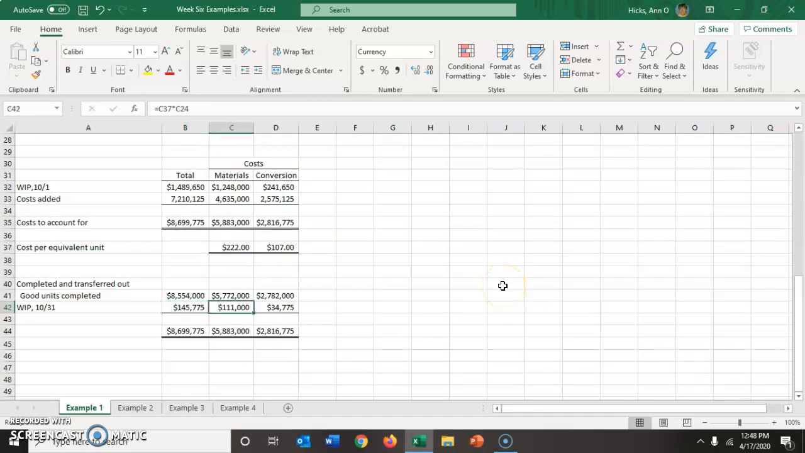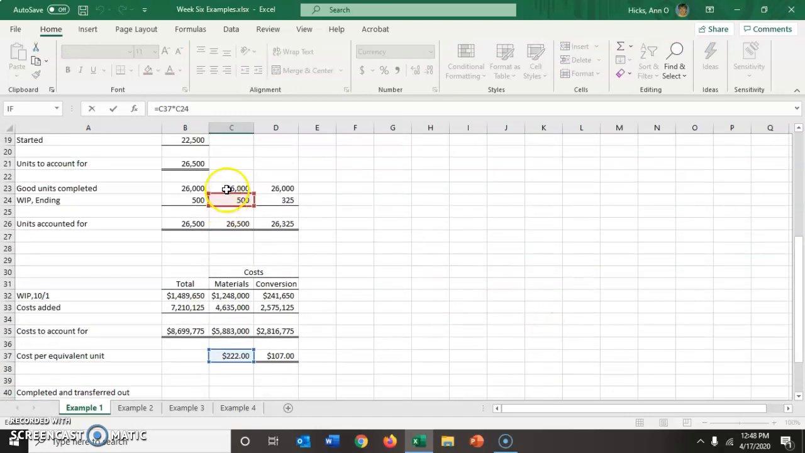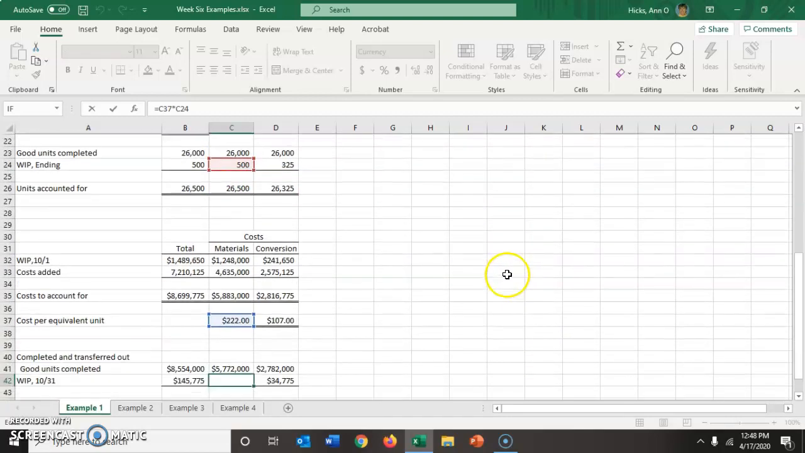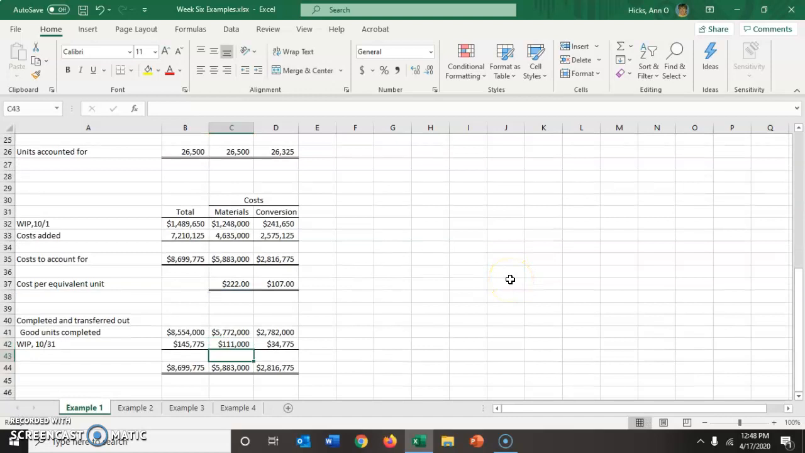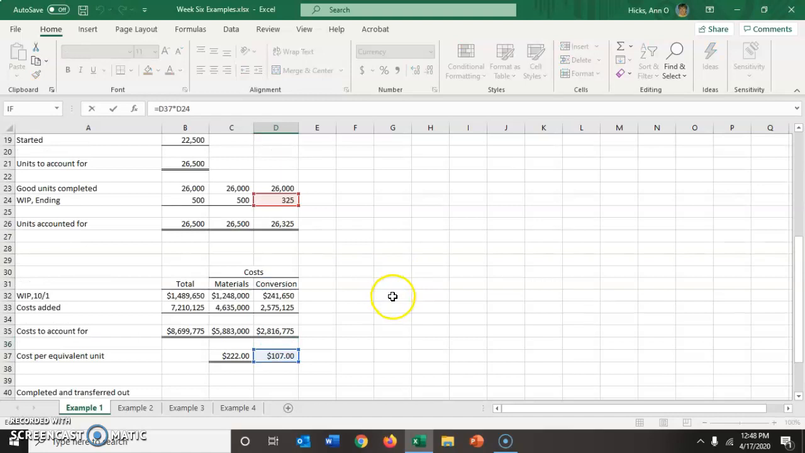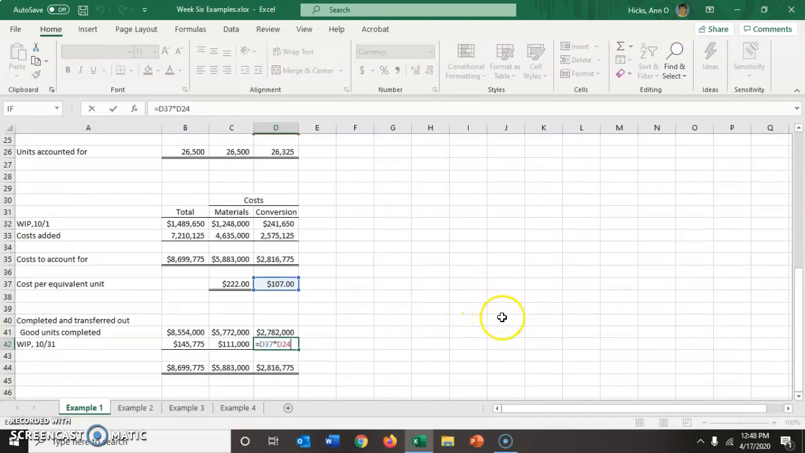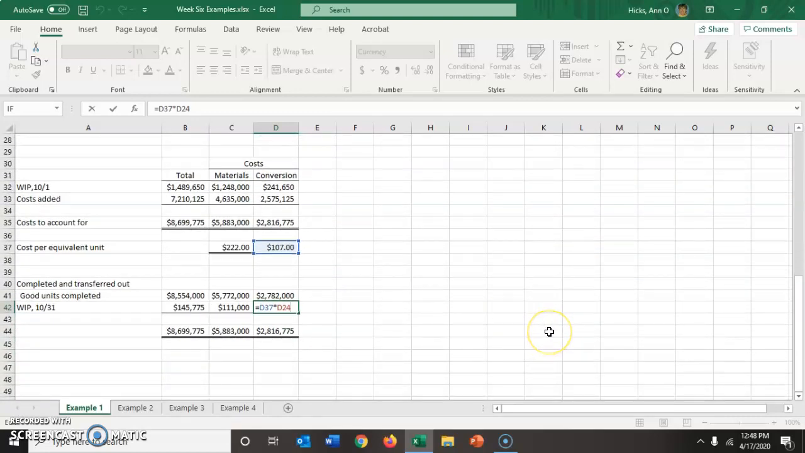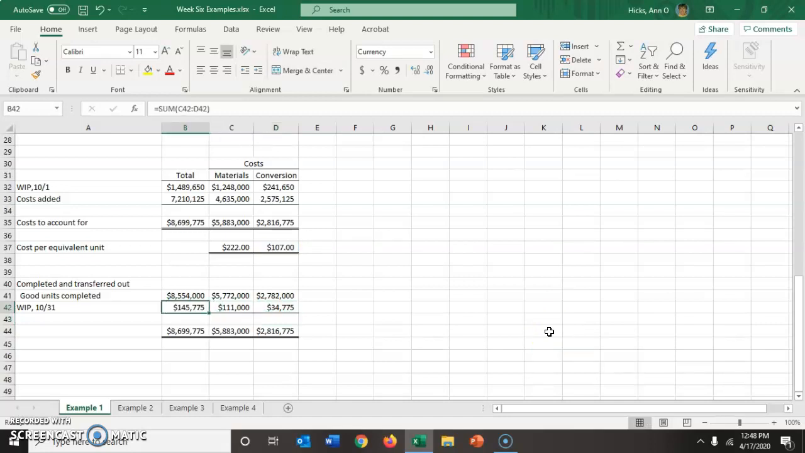By the same token, we will take the $222 cost per equivalent unit, multiply it by the 500 equivalent units for ending WIP for materials, and that gives us $111,000. Then we'll do exactly the same thing, multiplying the 107 by the 325 equivalent units for conversion costs. That gives us the $34,775, and so we have $145,775 that is allocated to WIP. It will remain in WIP moving forward to November.